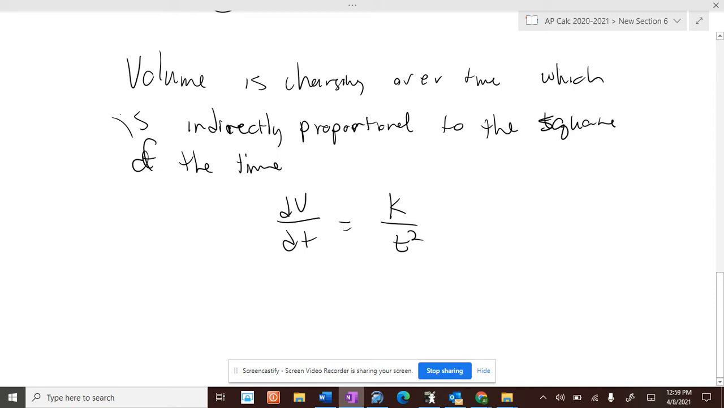Differential equations. Where'd you go in this book?